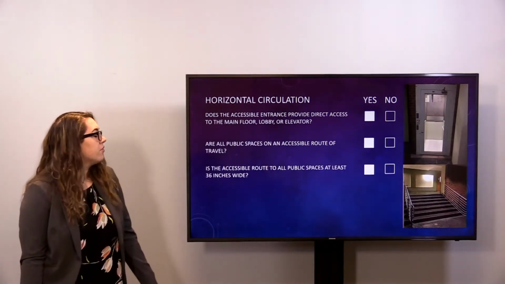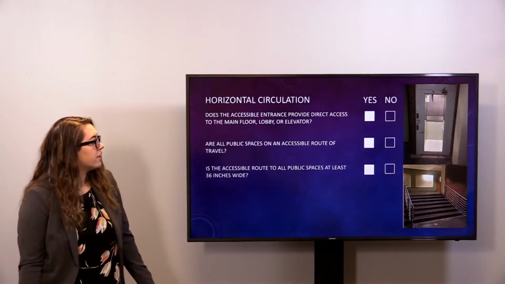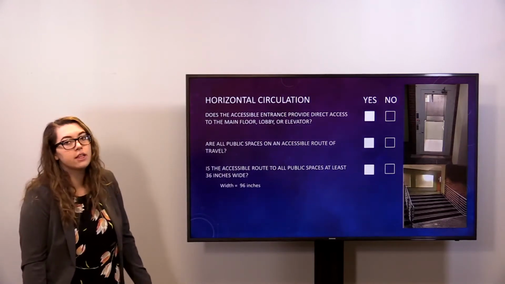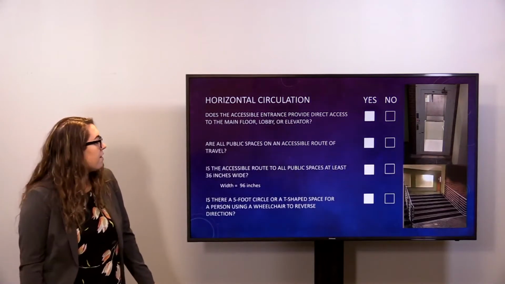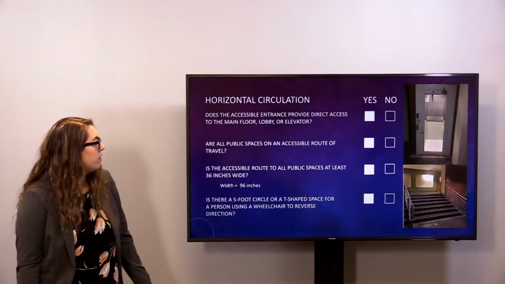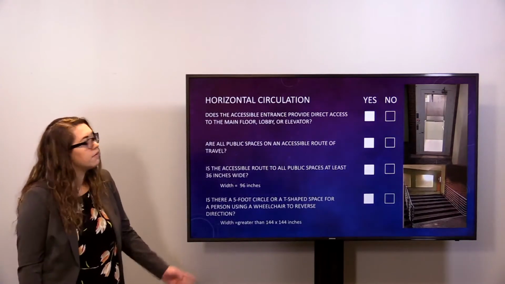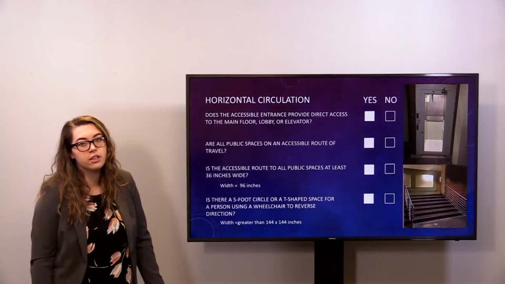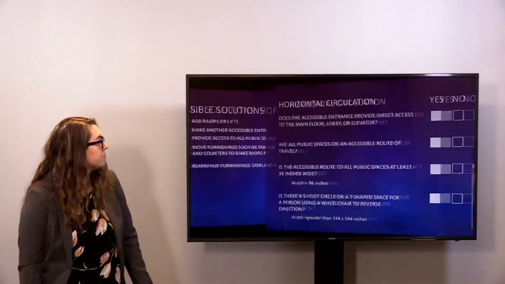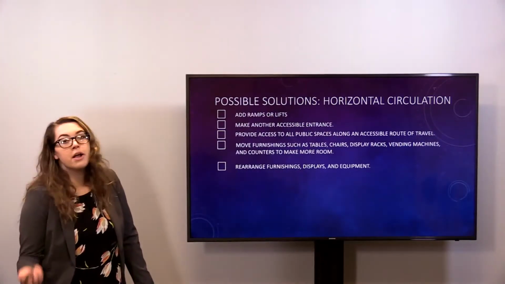Is the accessible route of travel to all public spaces at least 36 inches wide? It was measured to be 96 inches. And is there a 5-foot circle or T-shaped space for a person using a wheelchair to reverse direction? There's a space of 144 by 144 inches in the main lobby. And there are no barriers.